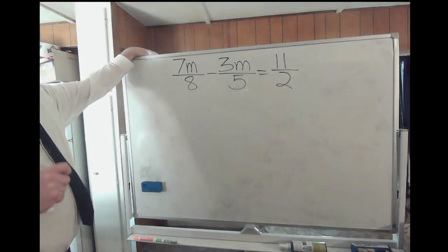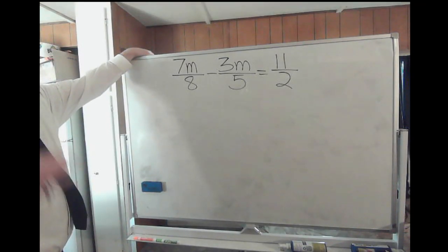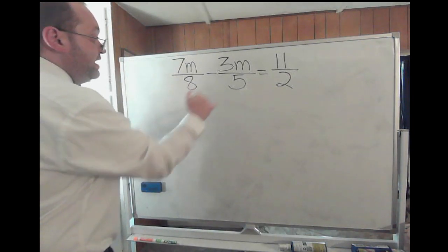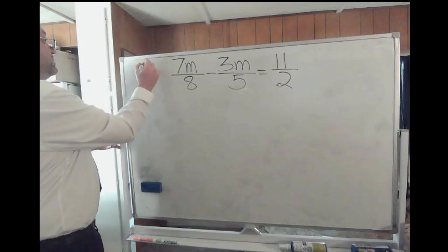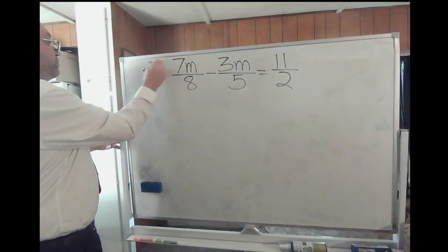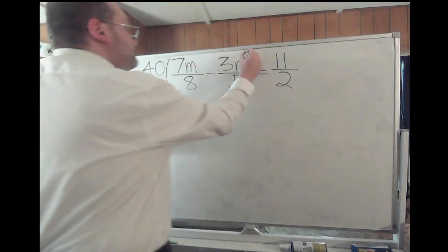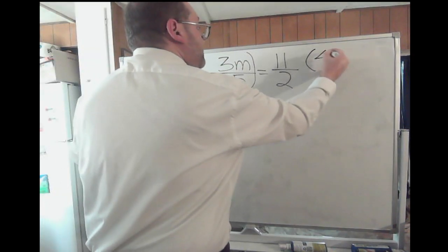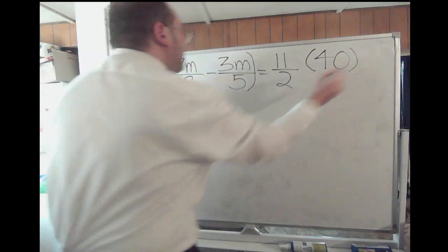We need to find the least common denominator of 8, 5, and 2. I think it's safe to say 40 would be your least common denominator of 8, 5, and 2. So you take the left side, multiply the entire left side by 40. Then you'll do the same thing on the right, multiply the entire right side by 40.